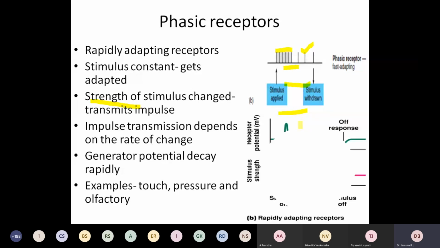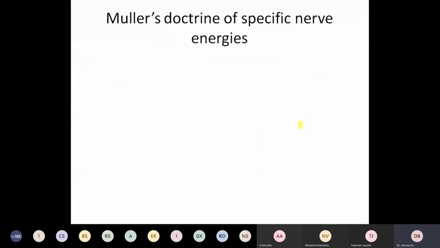The next important property is Muller's doctrine of specific nerve energy. I have told you many times that a nerve understands only one language, that is the nerve impulse or action potential. This action potential generated is similar in any nerve. Any nerve you take, even 100 million nerves, you will see only this language.